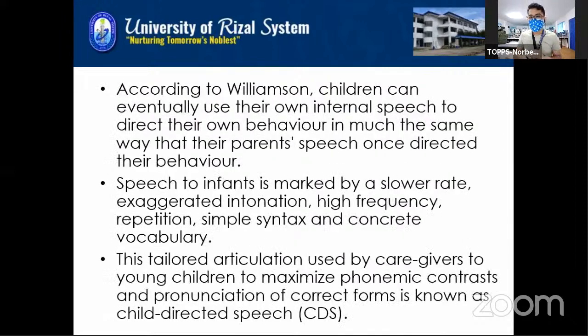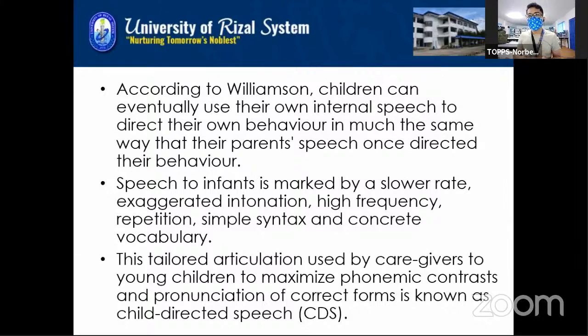So according to Williamson, children can eventually use their own internal speech to direct their own behavior in much the same way that their parents' speech once directed their behavior. Speech to infants is marked by a slower rate, exaggerated intonation, high-frequency repetition, simple syntax, and concrete vocabulary. This tailored articulation used by caregivers to young children to maximize phonemic contrast and pronunciation of correct forms is known as child-directed speech.